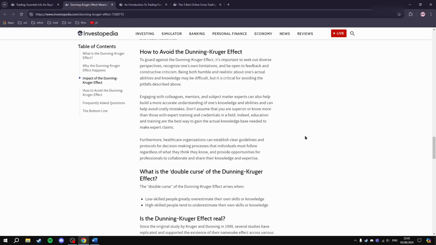Furthermore, healthcare organizations can establish clear guidelines and protocols for decision-making processes that individuals must follow regardless of what they think they know, and provide opportunities for professionals to collaborate and share their knowledge and expertise.